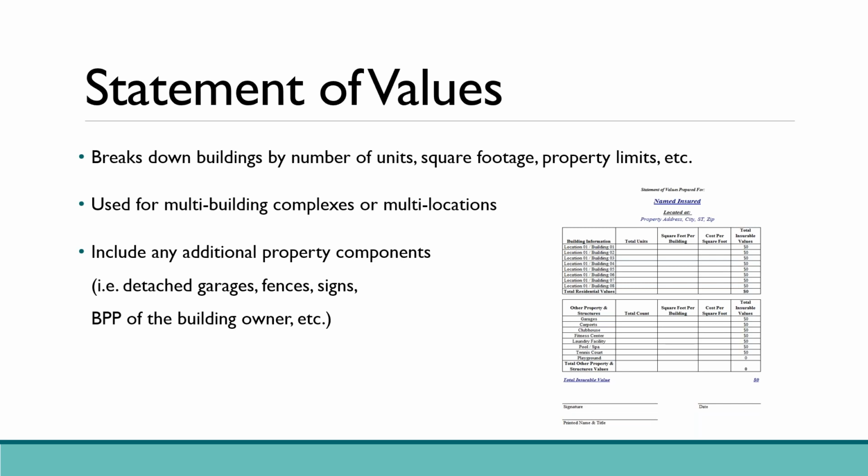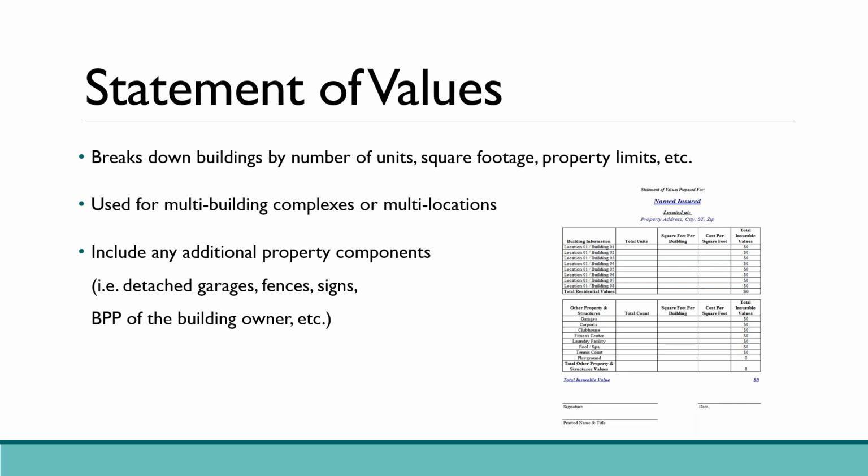Okay, a statement of values. So in that last example, I said that there was two buildings. So when there's multiple buildings or an insured owns multiple locations, we're looking for a breakdown of the buildings. I wouldn't be able to offer blanket coverage, so I would be looking for a breakdown of the buildings or the locations if they own multiple locations.